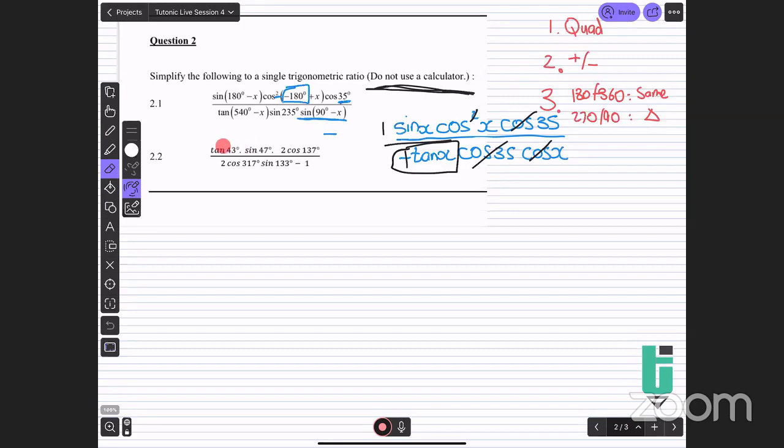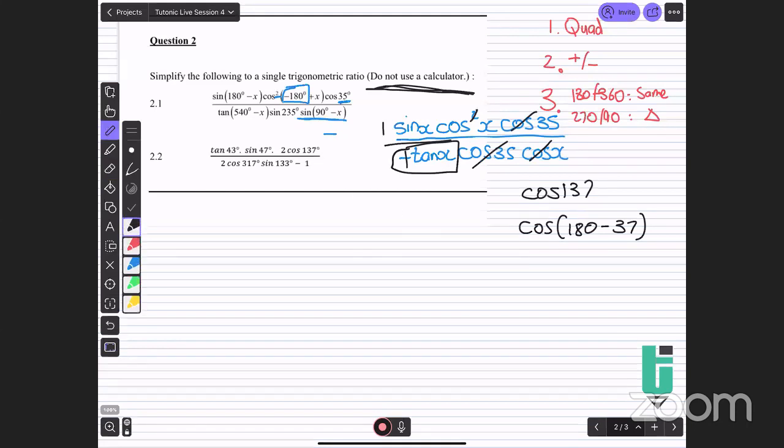So when you're reading these questions, just look for different patterns. Here I'm looking, okay, this is probably going to have to link up somehow. What about cos 137? 180 minus 43 gives you 137. So how can we reduce cos 137? 180 minus 43, and what's that going to be? Negative cos 43, I think. Yes. Correct.